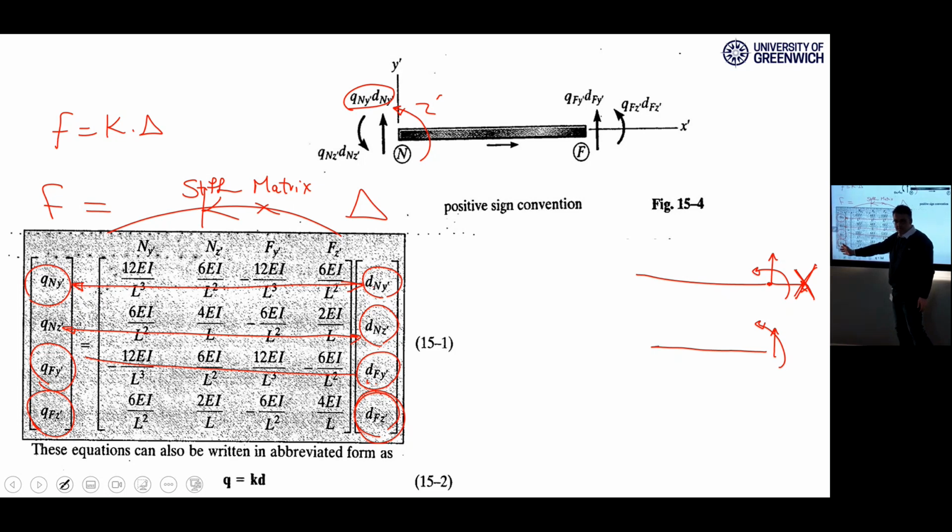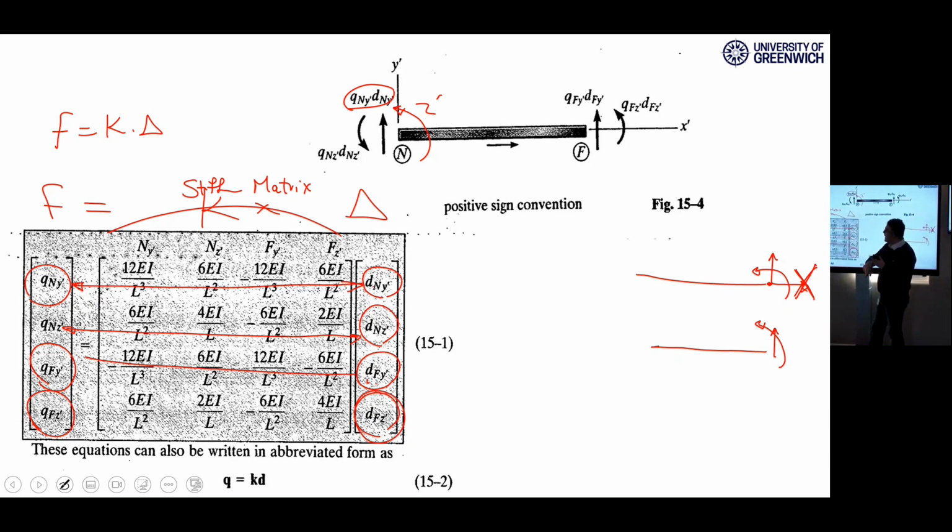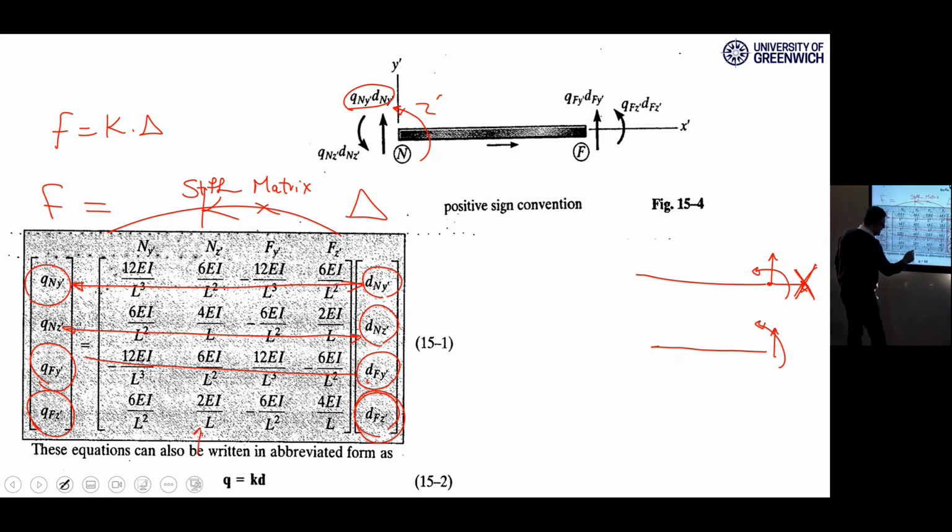Vector of F, vector of delta. In between is a 4x4 matrix. It can be demonstrated that it only depends on the specification of your element, E, I, L. So we don't have anything else. For this matrix, we have only E, I, and L.